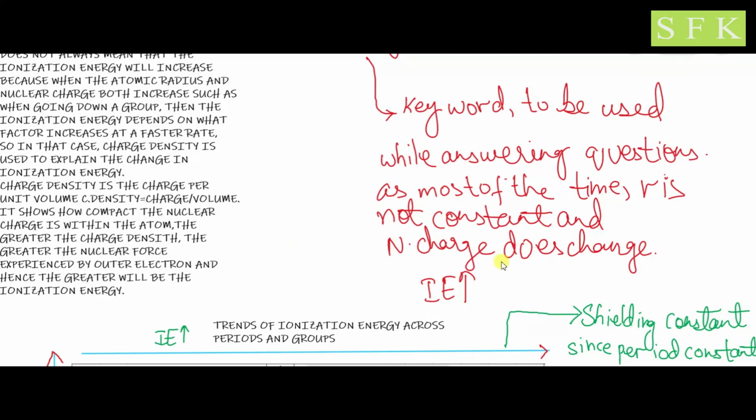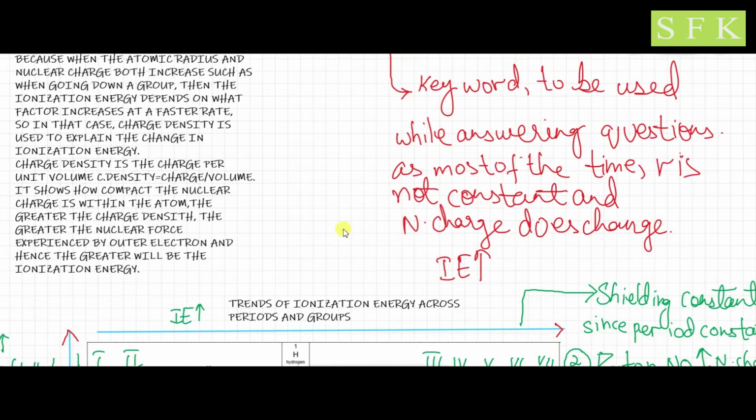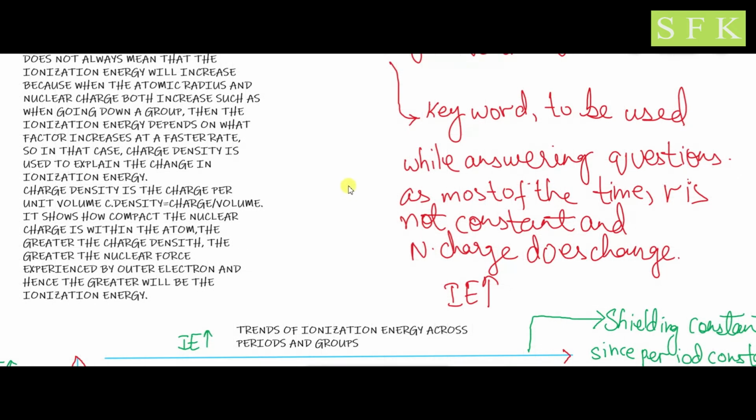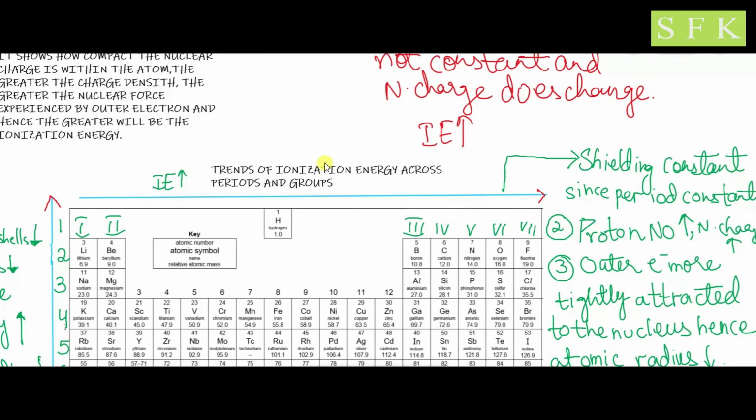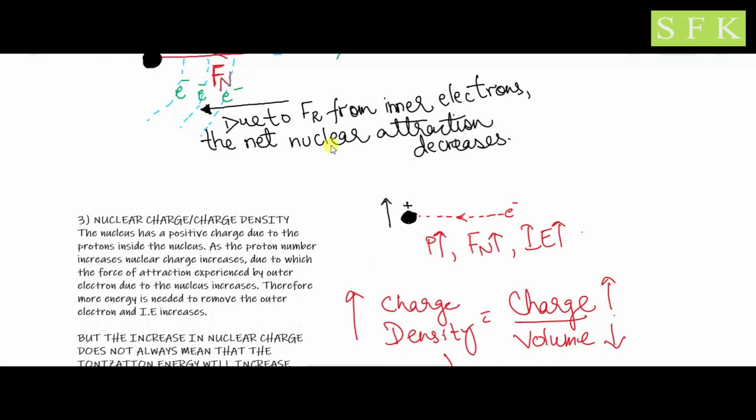Does change actually, it does change, sorry. So ionization energy is affected by both the nuclear charge and the radius. So whenever the ionization energy is affected by the nuclear charge and the radius, we are always going to explain it in terms of both the nuclear charge and the charge density. Okay, so this is a lot about the factors affecting ionization energy.